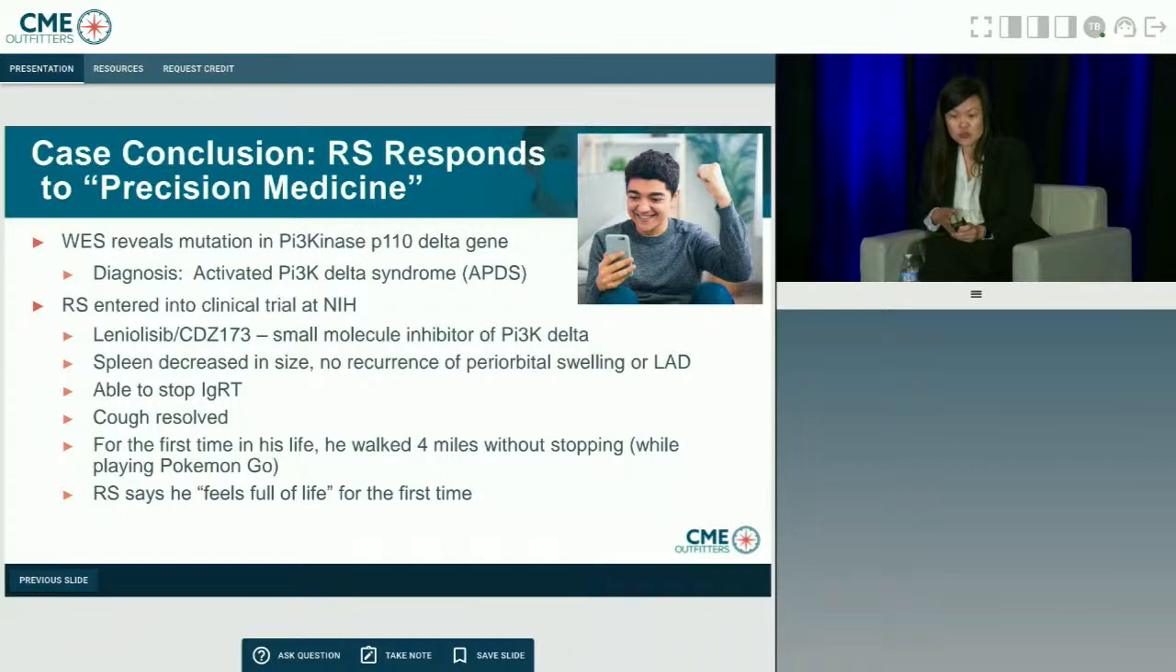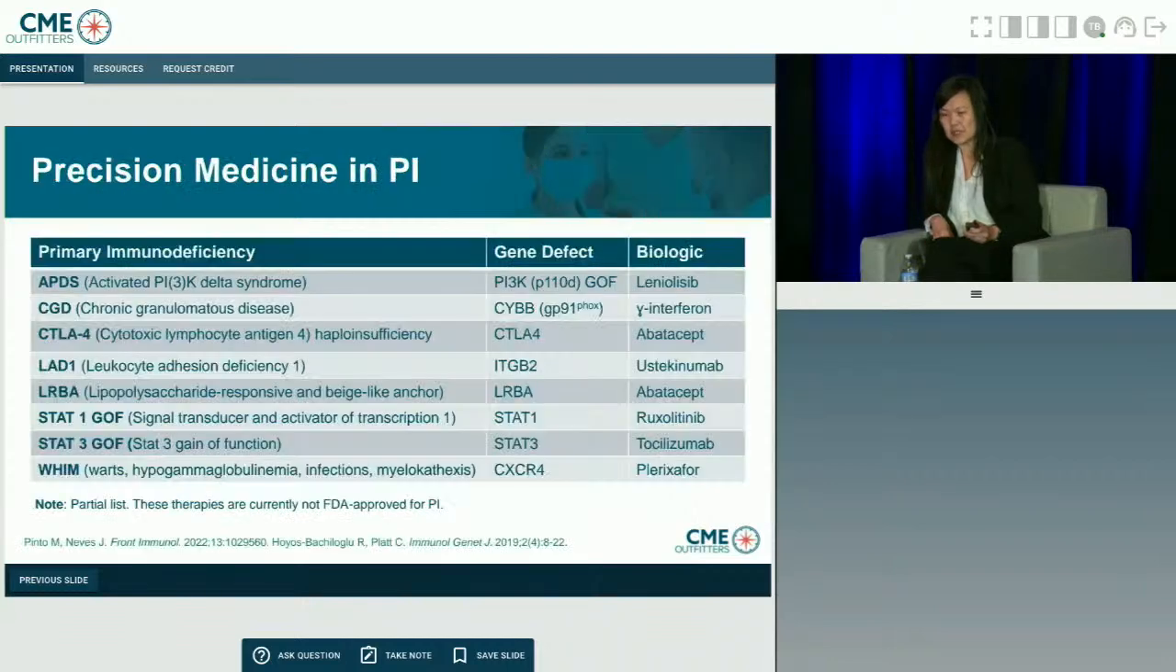His spleen shrunk. He had no recurrence of his periorbital swelling. His lymphadenopathy resolved. He was able to actually stop his immunoglobulin replacement therapy. He stopped it on his own, very bad, but he didn't need to restart it. I didn't stop that, by the way. And his cough resolved. And he said for the first time in his life that he was walking around, and my favorite quote, he just said, I feel full of life. And that was just such a wonderful thing for me to hear.